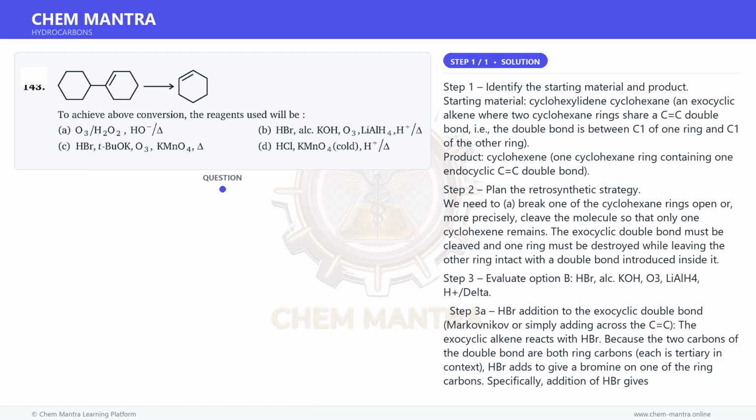Step 4. Why other options fail? A. O3, H2O2 is an oxidative ozonolysis workup that would give carboxylic acids and ketones, not cyclohexene. Delta cannot reconstruct the cyclohexene ring from those fragments. C. t-BuOK after HBr would also give an endocyclic alkene, but KMnO4, a hot oxidant, would further oxidize rather than cleanly give cyclohexene. D. HCl and cold KMnO4, the hydroxylation, do not lead to the required cleavage and ring reduction sequence.